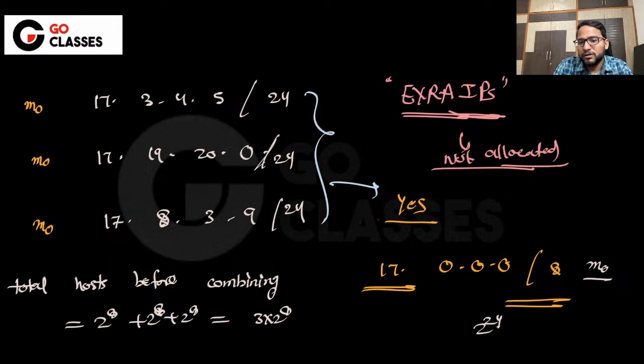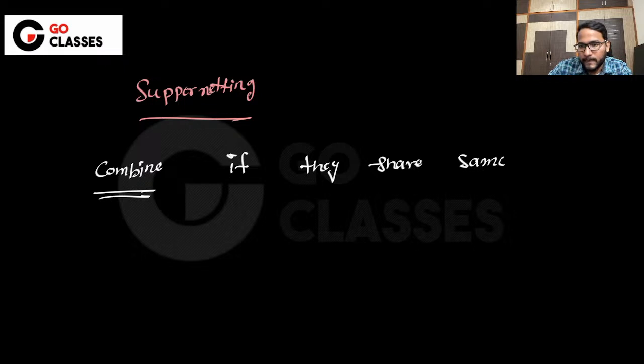Okay, so that's how supernetting works. So basically, supernetting is very easy. You just combine if they share the same interface. Interface, I mean the next hop, basically the router's next hop should be the same. If they are going to the same next hop, then you can definitely combine. After combination, check, then check.